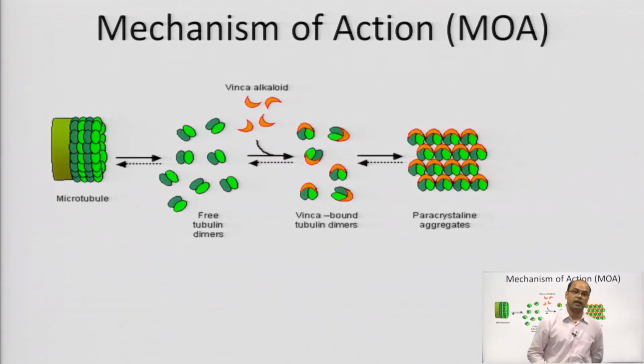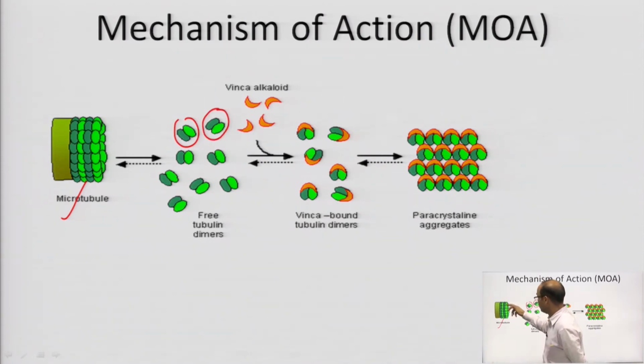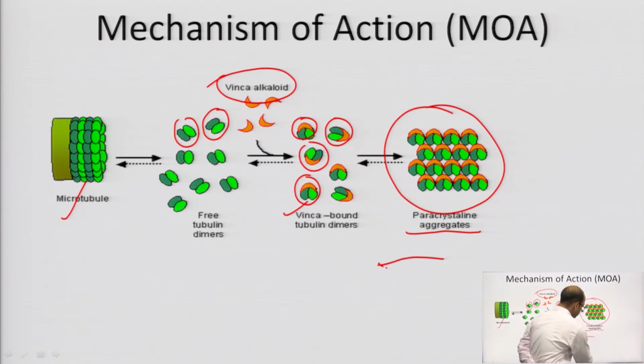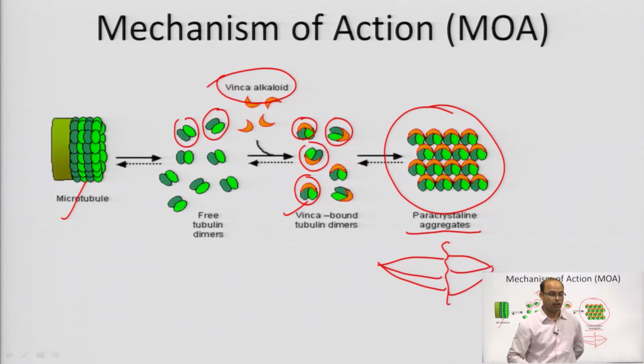This is the more enlarged view of the mechanism of action of your Vinca alkaloids. Here you can see that this is the microtubule complex, and these are the tubulin molecules which together combine to form this complex. But when we use Vinca alkaloids, they form a Vinca-bound tubulin dimer, and these dimers form a crystalline structure, the paracrystalline aggregate, and they are unable to form the spindle fibers which carry the genetic material to the opposite poles. In this way you can make your cell dead, or you can stop the division of the cell.